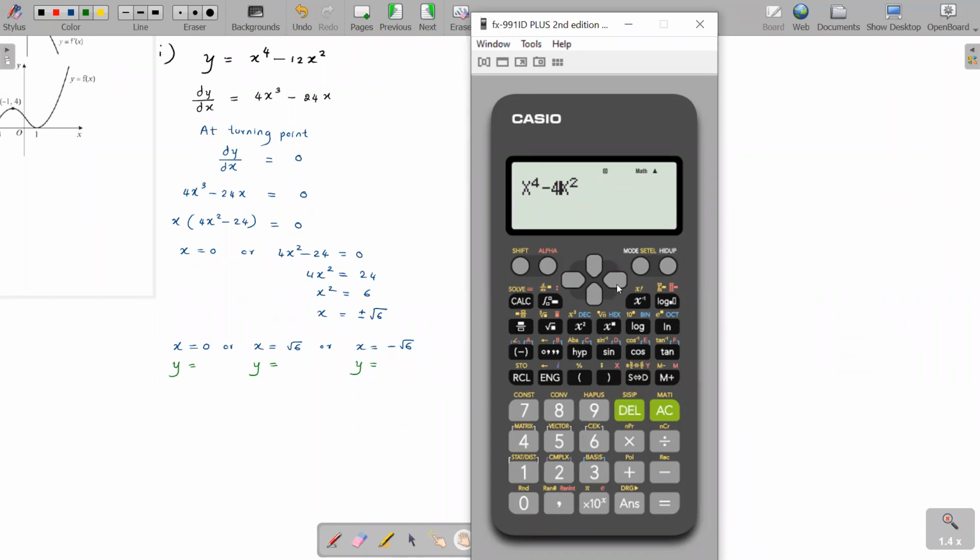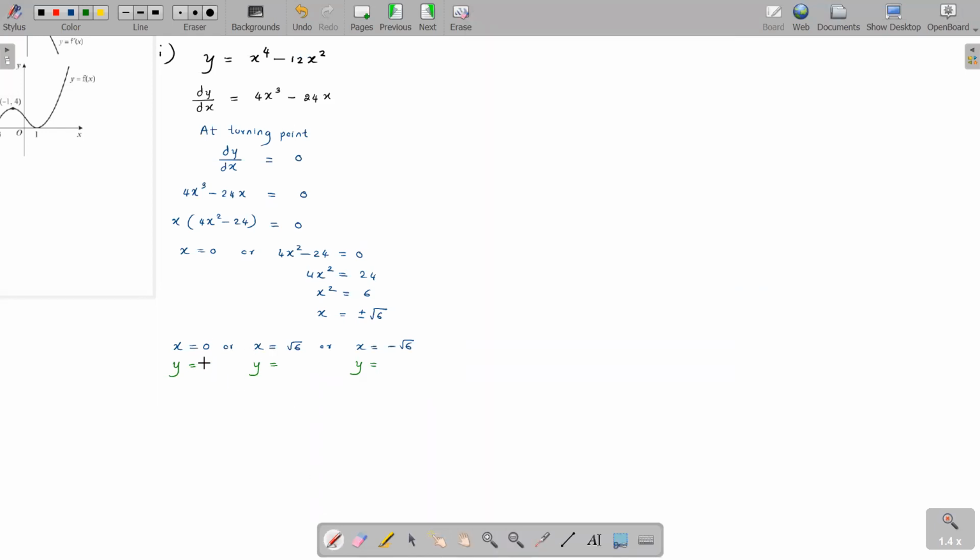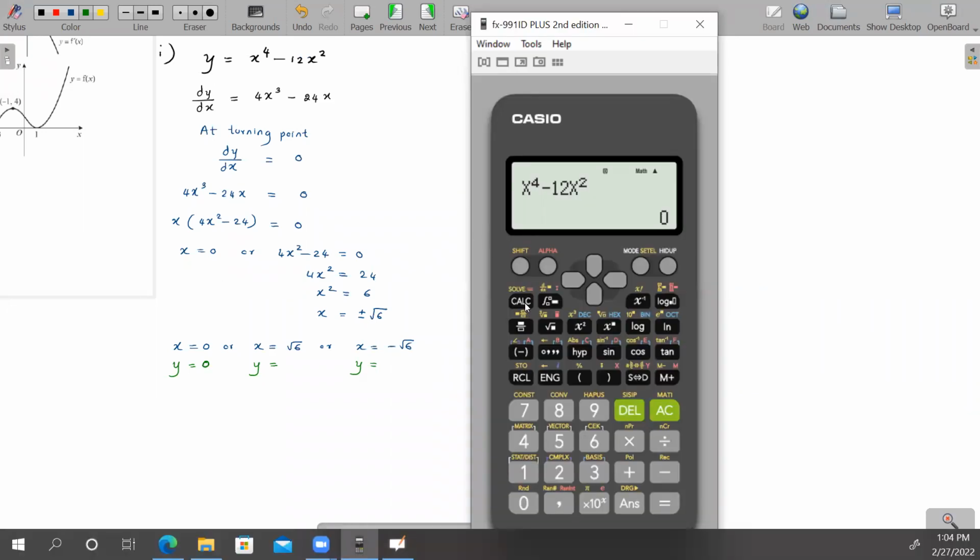x to the power 4 minus 12x square is your y equation. When x is 0, obviously you can see y will be 0. And when x is root 6, we calculate and get minus 36. Is that okay?